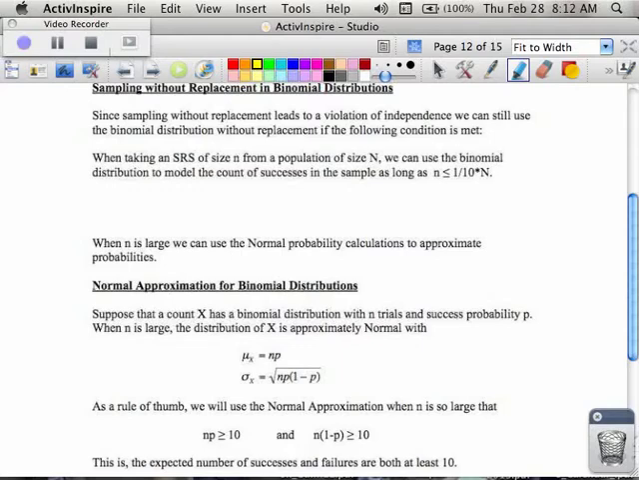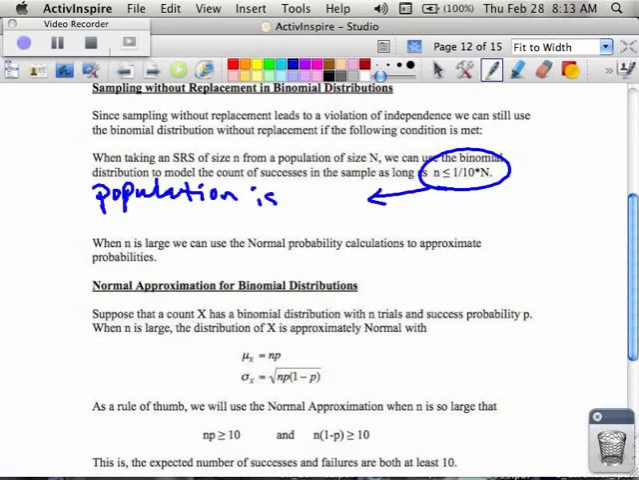Okay, so when you have a big sample size, simple random sample of size n, we can use the binomial distribution to model the count of successes, as long as the population is 10 times the sample. So this says n is less than or equal to 1/10 of N, the population. Another way to say this, a better way I like, since this seems kind of confusing, is this means that your population is 10 times the sample size.